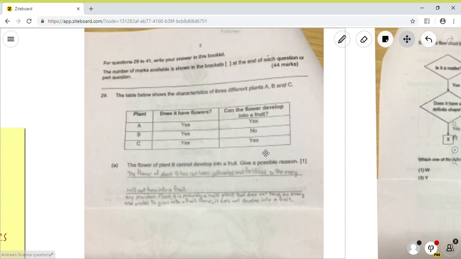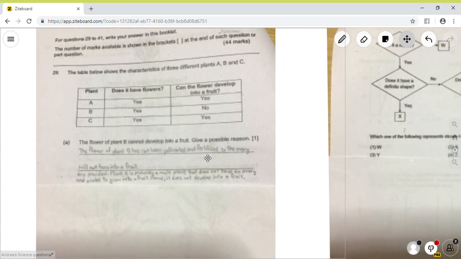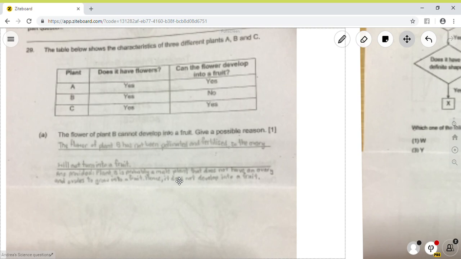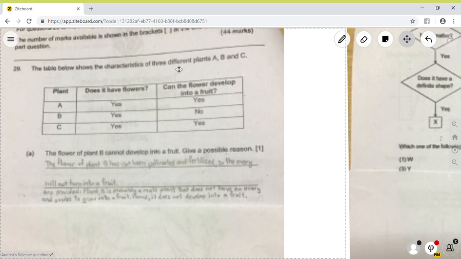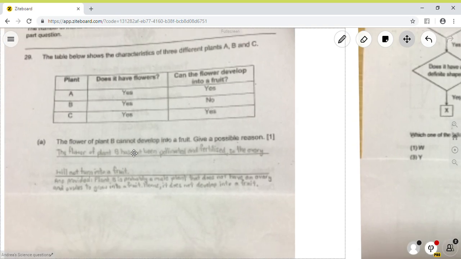Okay, the table shows the characteristics of 3 different plants A, B, C. Can the flower develop into fruit? The flower of plant B cannot develop into a fruit. Give a reason why. Wait, I'm reading this one. Is this your answer? And this one is the correct answer. That is the answer, but the answer provided is below. It's really hard to see.